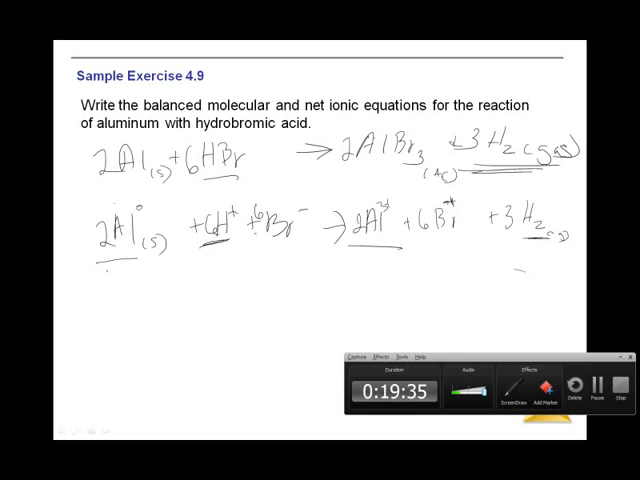So the only thing that cancels are my bromine ions, and I end up with 2 aluminum 0 plus 6 H+ gives me 2 aluminum 3+ plus 3 hydrogen gases. Okay.